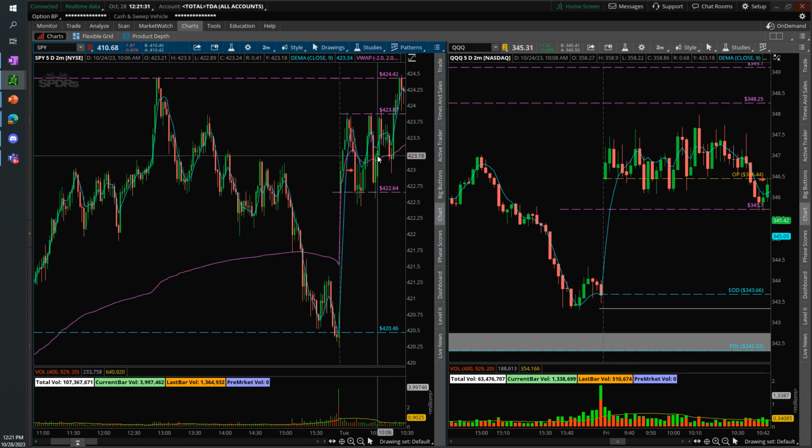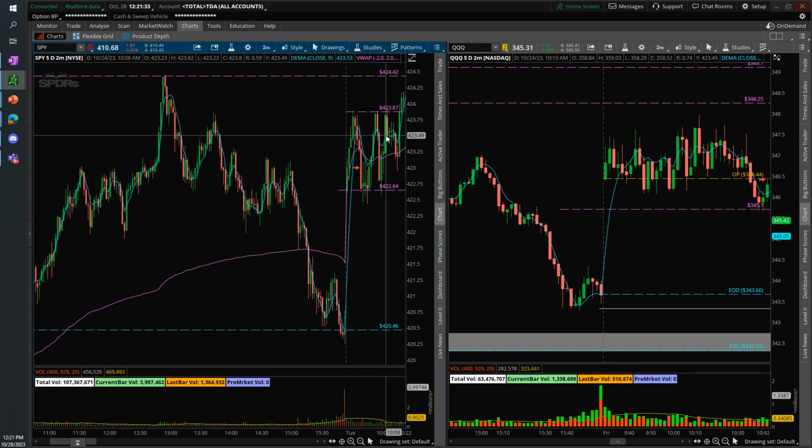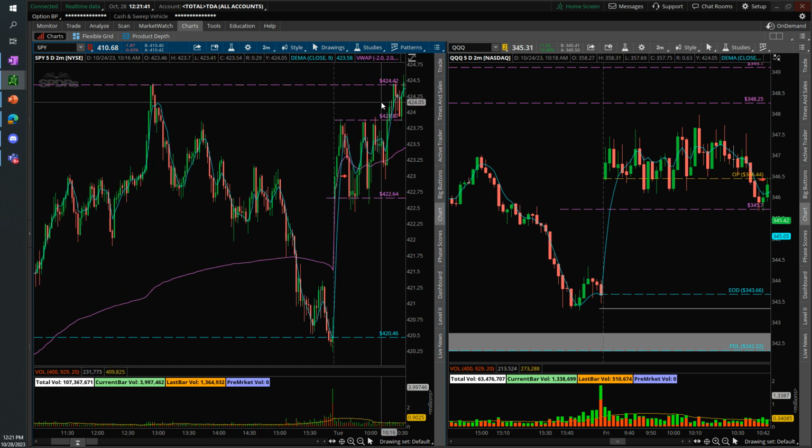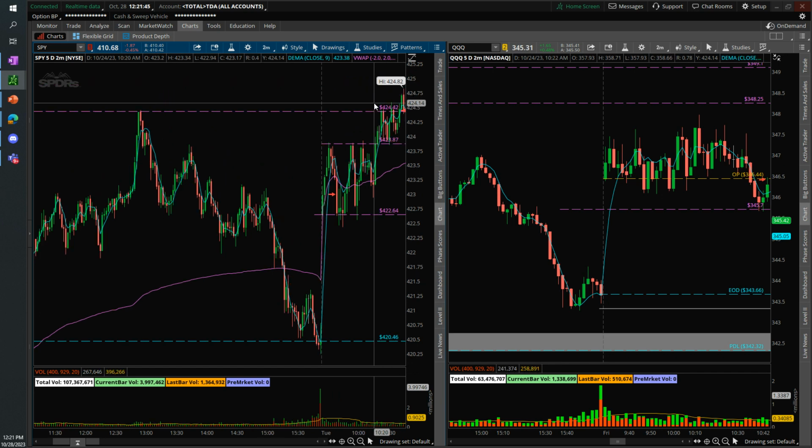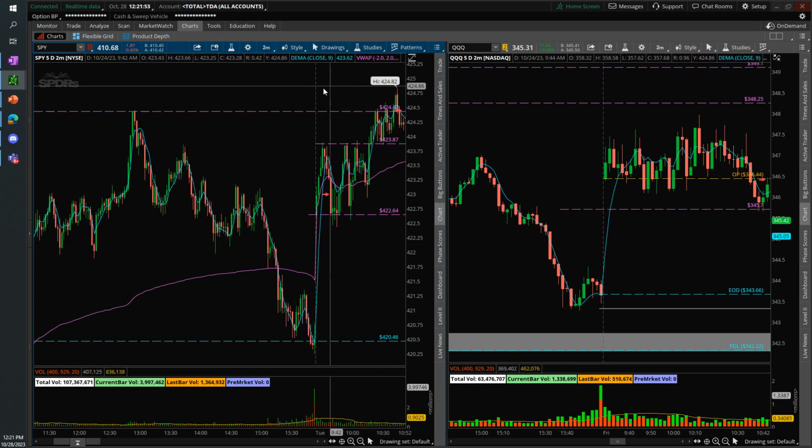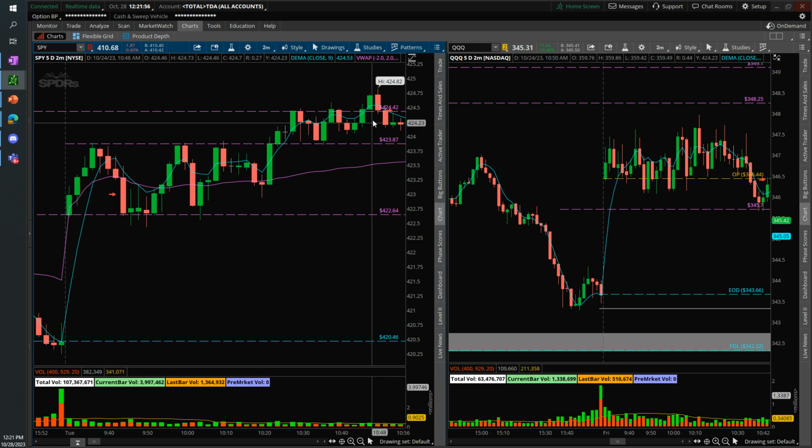I didn't like the risk reward at this point. Previous day high was up here at 424.42. That's not even a dollar away. So I wasn't really willing to put any risk on the table at this point. But one thing I was open to was watching if market conditions could be invalidated or changed or shifted. And that's exactly what we were able to see here. I mean, the 2 minute highlights it perfectly.